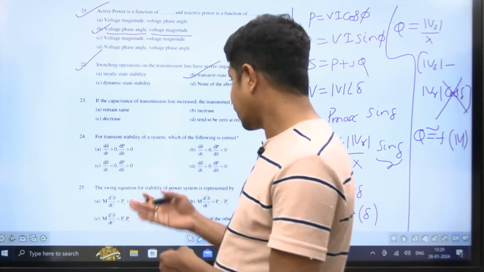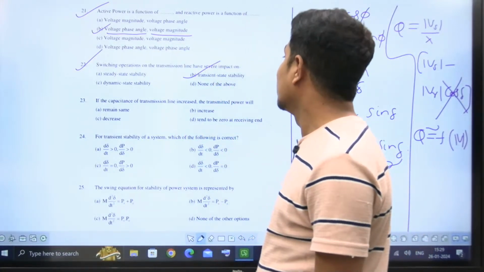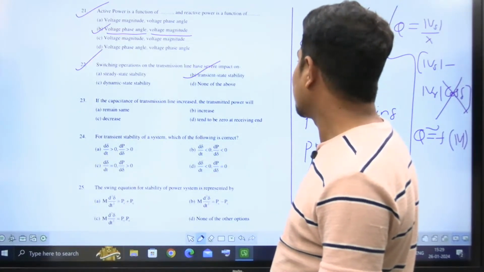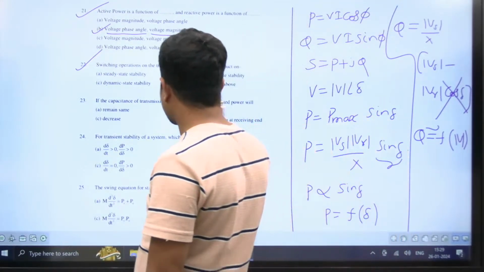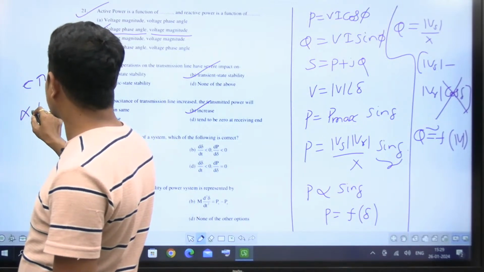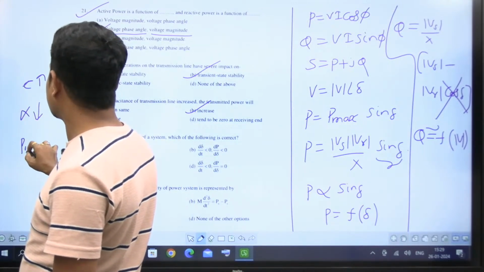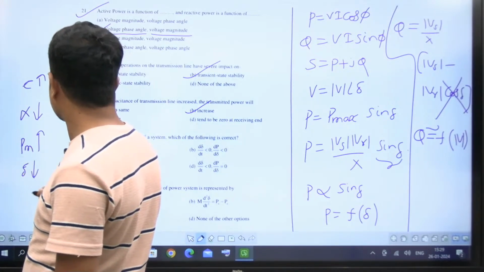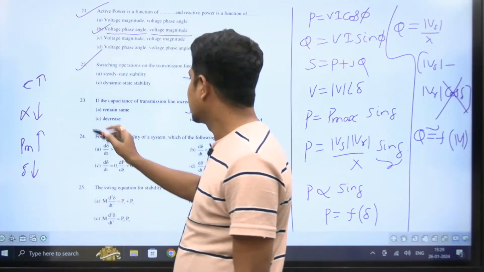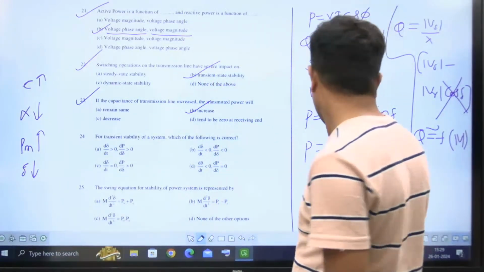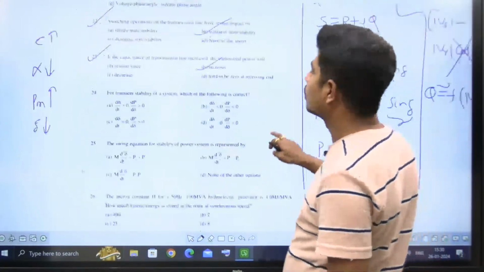Next, 23rd question. If the capacitance of a transmission line is increased, the transmitted power will increase. Yes, if capacitance is increased, C increases, obviously X is going to decrease. If X decreases, Pmax will increase, then delta will decrease. If delta is decreasing, stability will increase. Right? Next, question number 24.